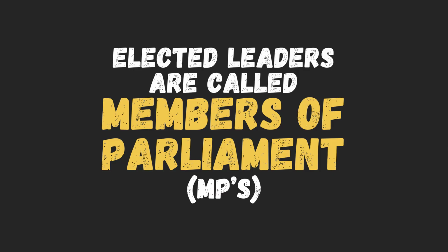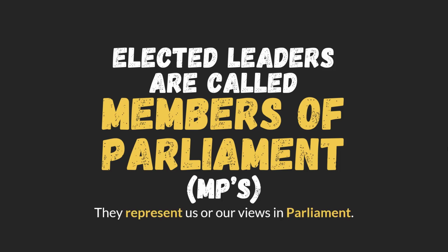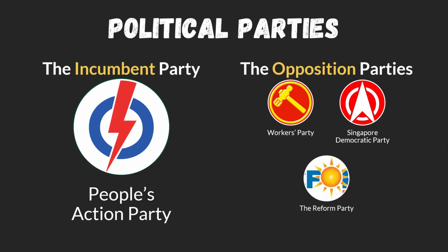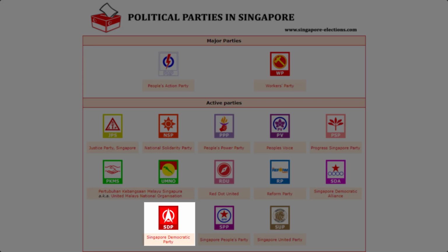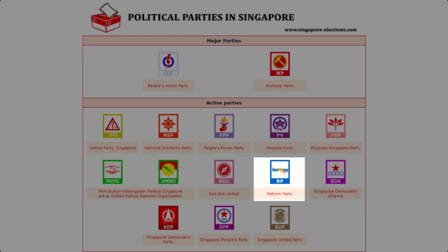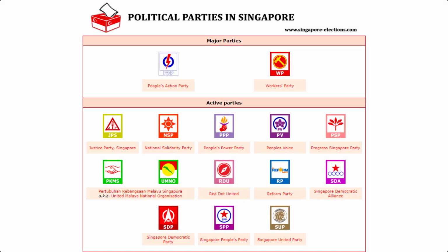Elected leaders are also called members of parliament. They are called the MPs. They represent us or our views in parliament. The incumbent party, which is the party that has won, is as of now called the People's Action Party. And the oppositions, there are a number of them, and the more noticeable or popular ones are the Workers' Party, Singapore Democratic Party, and the Reform Party. Of course, there are more, and you can even create one if you feel that you can represent the people, which is after all what democracy is about.